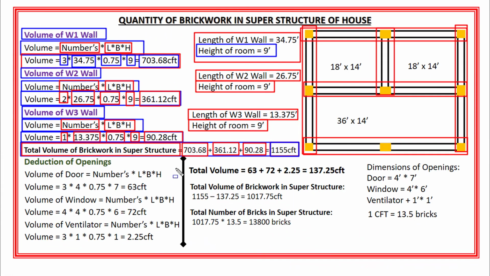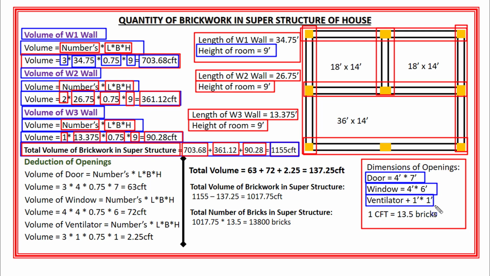Right. So first let's find out the dimensions of these openings. So the dimension of door is 4 feet by 7 feet. The dimension of window is 4 feet by 6 feet. The dimension of ventilator is 1 feet by 1 feet. Okay.